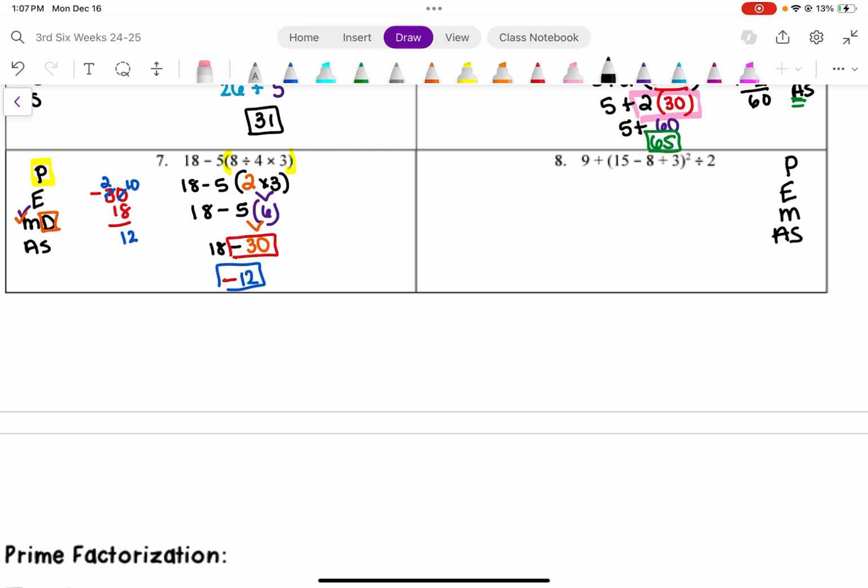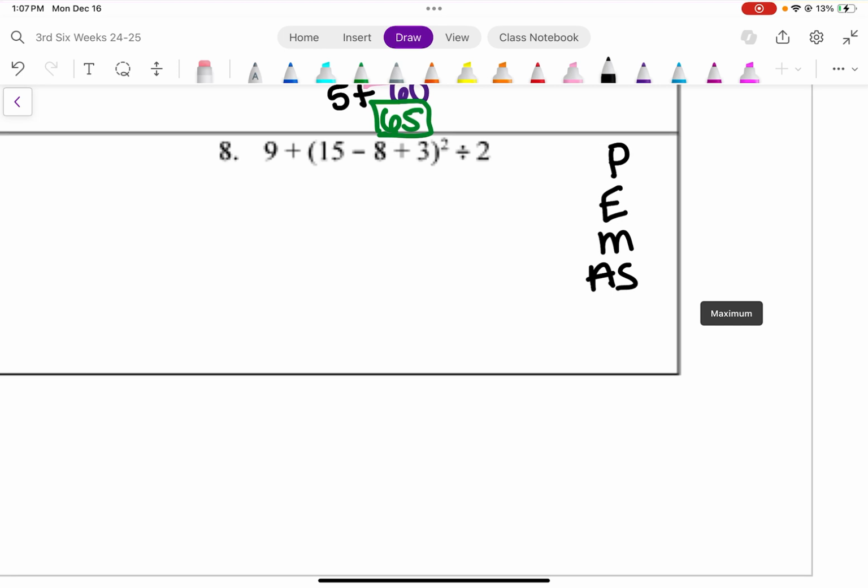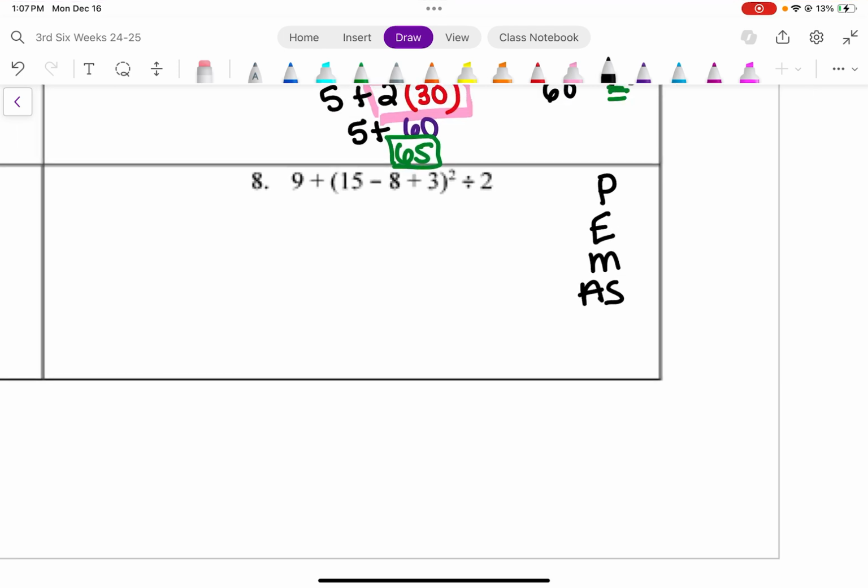All right, so then the next one, I have 9 plus (15 minus 8 plus 3) squared divided by 2. So I do have parentheses. I'm going to solve everything, and then I'm going to square it. So I'm going to go left to right here. So I have subtraction. So 15 minus 8.